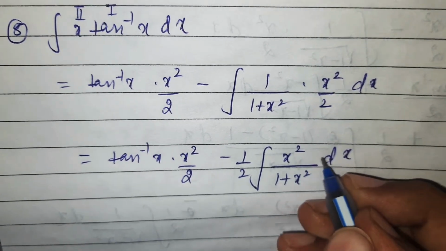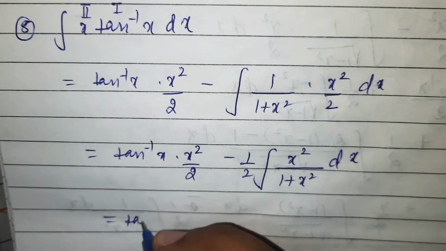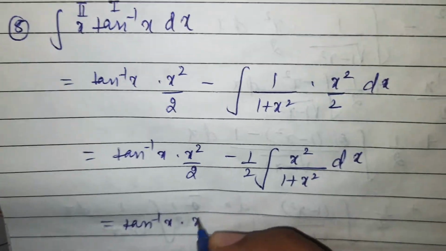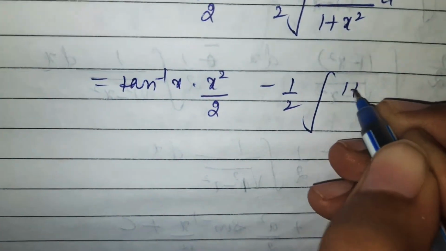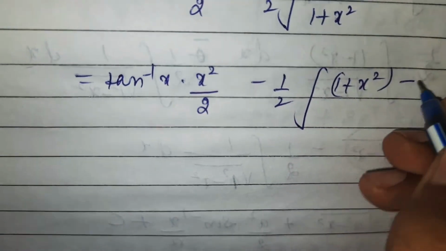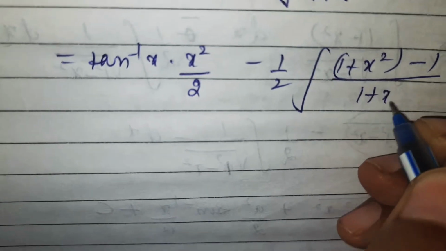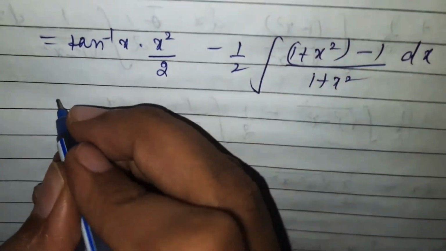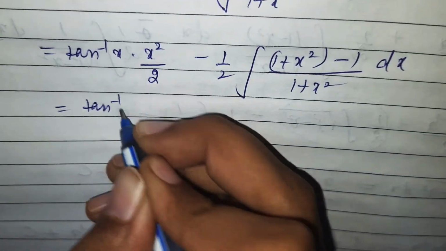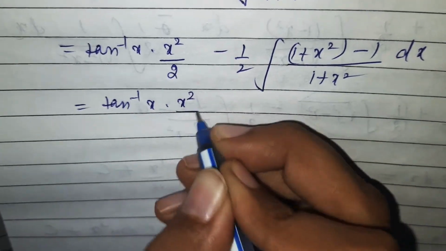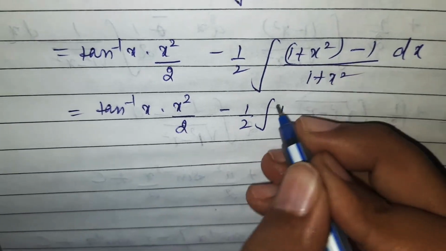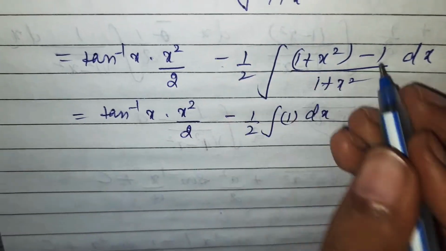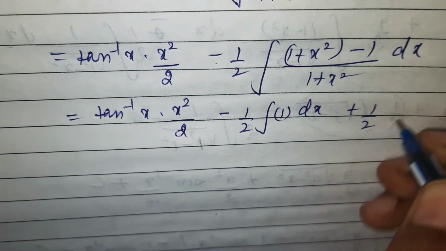Add plus 1 minus 1. So you will be getting tan inverse x into x square by 2 minus 1 by 2 integral of 1 plus x square minus 1 upon 1 plus x square dx. So I will be getting tan inverse x into x square by 2 minus 1 by 2 integral of 1 dx, and this is plus 1 by 2 integral of 1 upon 1 plus x square dx.